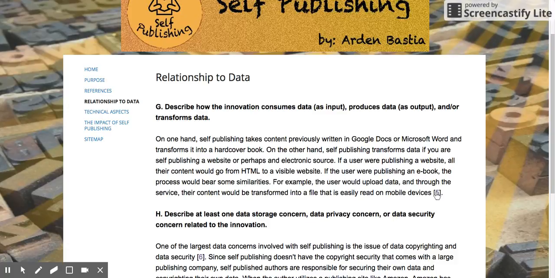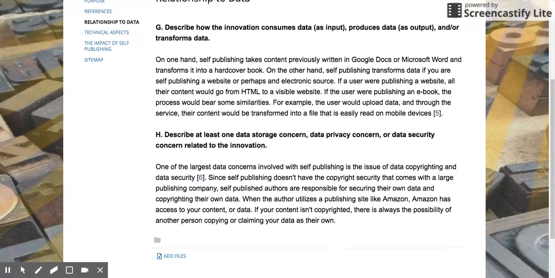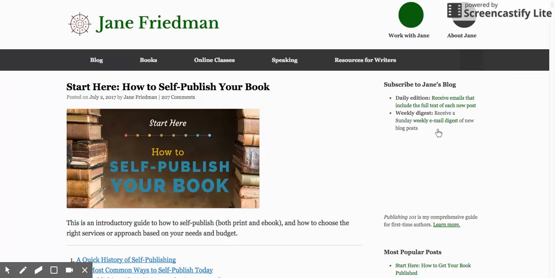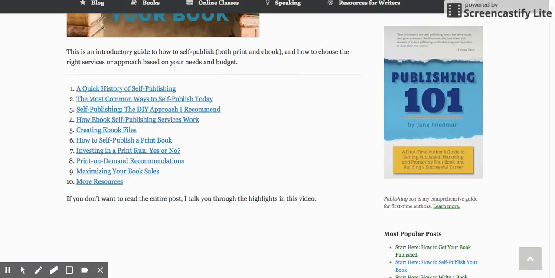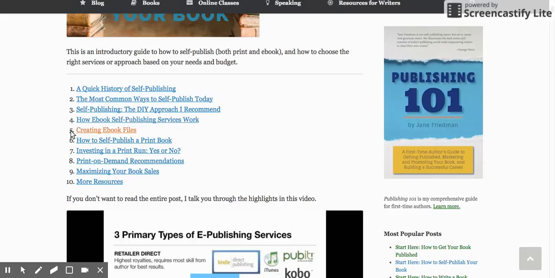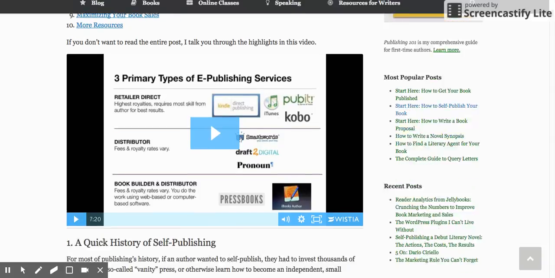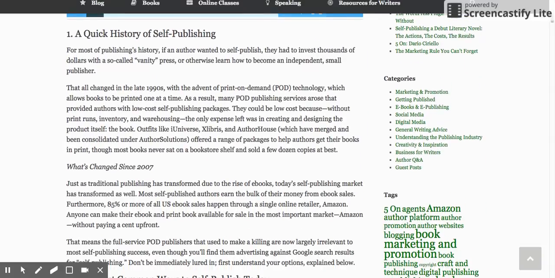So one of the really interesting resources right here is going to be all about self-publishing on a website. So when you do an ebook file, that's going to deal a lot with that data input. That's going to deal with translating your written words into data that can be read on tablets, Kindles, computers, and everything like that.